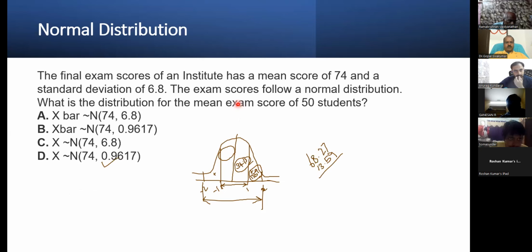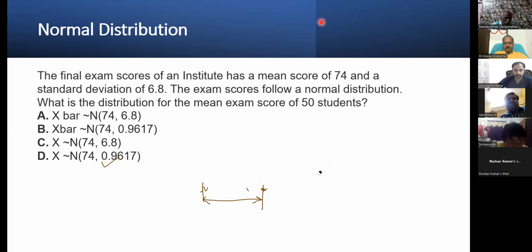Now, can one of you read out again as usual? So the final exam scores of an institute has a mean score of 74 and a standard deviation of 6.8. The exam scores follow a normal distribution. What is the distribution for the mean exam score of 50 students? Very good. Thank you, Anurag.